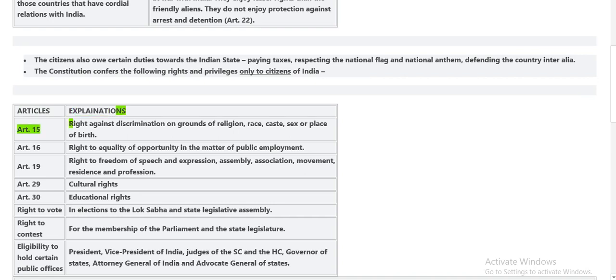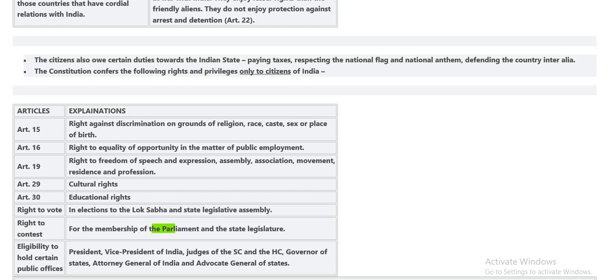Articles and explanations. Art. 15: Right against discrimination on grounds of religion, race, caste, sex or place of birth. Art. 16: Right to equality of opportunity in the matter of public employment. Art. 19: Right to freedom of speech and expression, assembly, association, movement, residence and profession. Art. 29: Cultural rights. Art. 30: Educational rights. Right to vote in elections to the Lok Sabha and State Legislative Assembly.